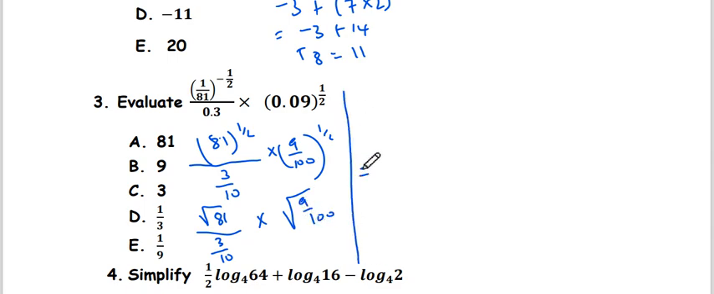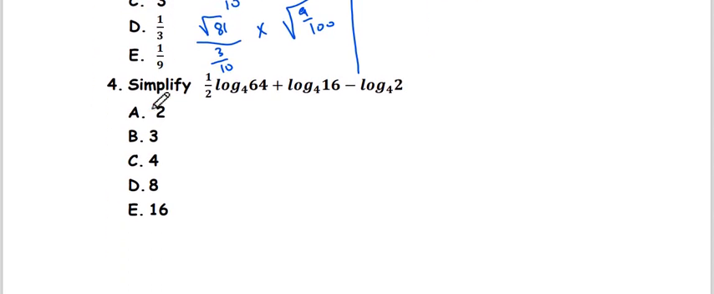So this here becomes: square root of 81 is 9, divided by 3 over 10 multiplied by square root of 9 is 3, divided by square root of 100 is 10. So 3 over 10 cancels out 3 over 10. Our answer is 9. Option B is our answer here.